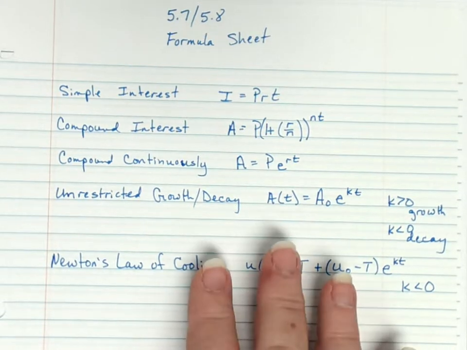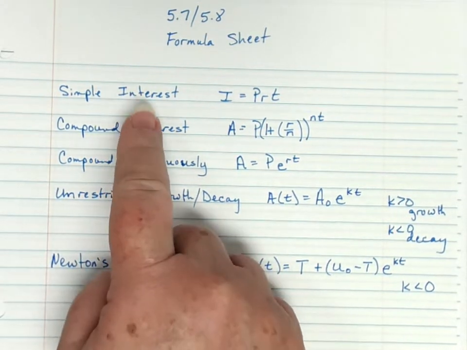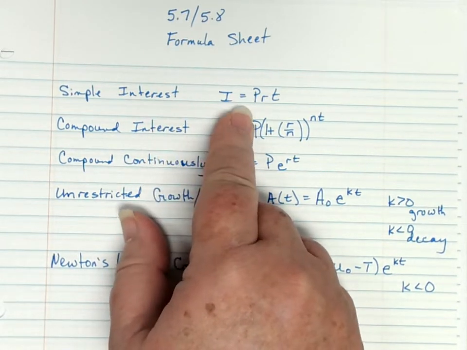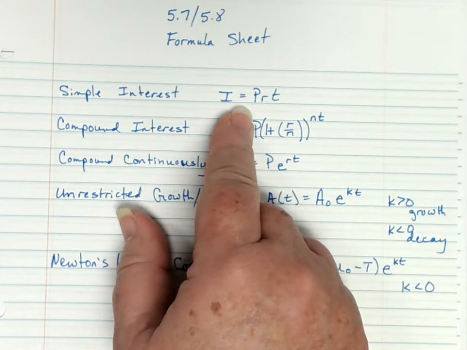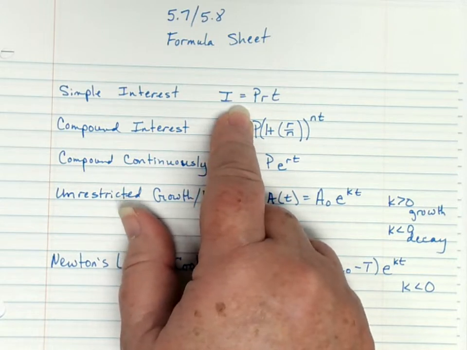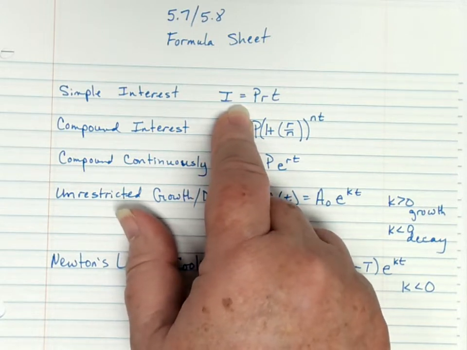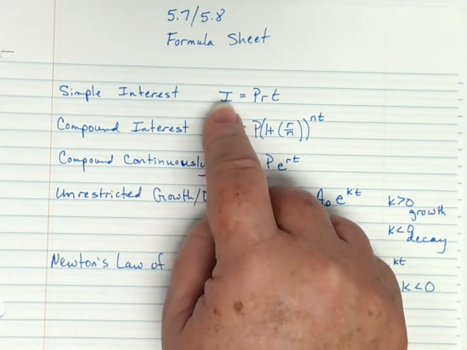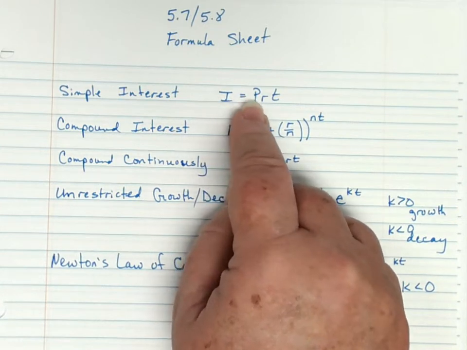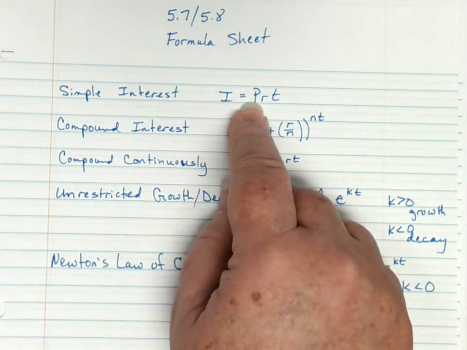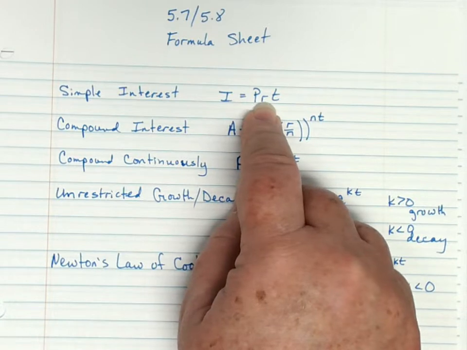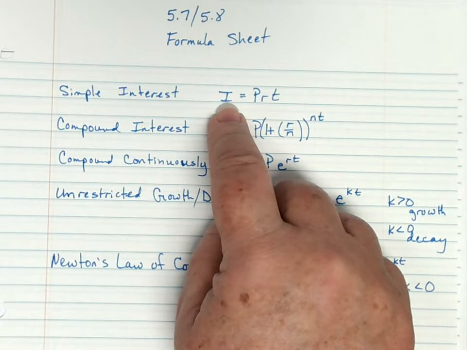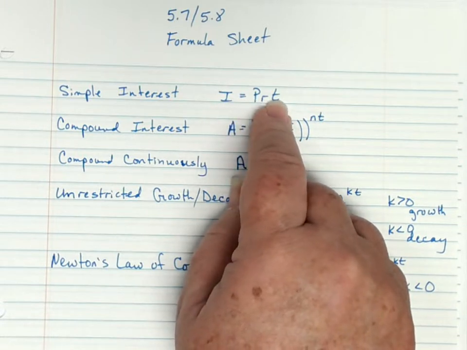When you look at this particular sheet, notice there are 1, 2, 3, 4, 5 formulas. The first formula is simple interest. We learned that when we were in junior high. You will not be using that necessarily on this particular section. But what you do have to understand is what it stands for. It says interest, the interest you earn, is equal to the principal, meaning the amount that you put in, times the rate, which is the interest rate that they're going to give you, times the time. So we've got interest equals principal times rate times time.